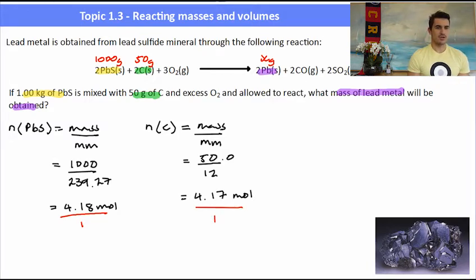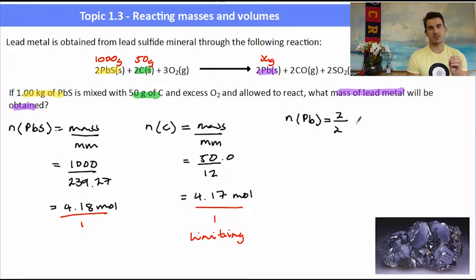I divide both of them by 1, because that would be the same as dividing both of them by 2. They're in the same ratio. It's a 2 and a 2, so I can divide them both by 1. I would get the same result. And what I will see is that the carbon is just slightly limiting, just by a tiny little bit. They're nearly in a 1-to-1 ratio, but the carbon is just slightly limiting.